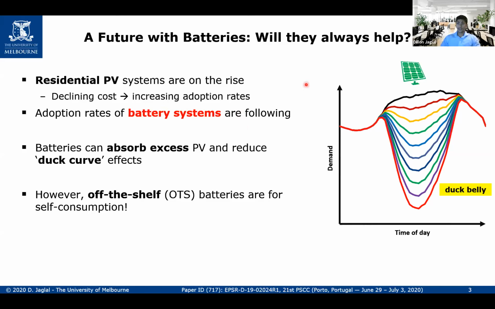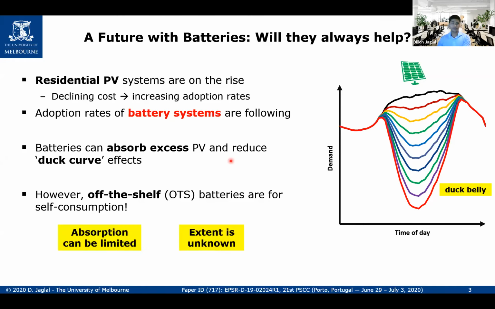On the right-hand side here, there's an animation showing that as PV penetrations increase, we see this duck curve forming at the system level, and the net demand is being reduced. And we know that this can cause issues at the system level, since the generation needs to ramp down because of the PV generation and then ramp up again later in the evening. In theory, batteries can absorb this excess PV and reduce these duck curve effects. However, off-the-shelf batteries, and I'll discuss what these are later on, are used for self-consumption. And at times the absorption can be limited and the extent is unknown.